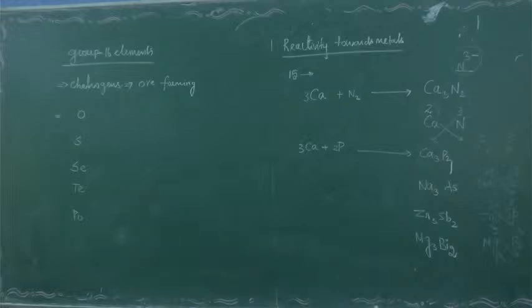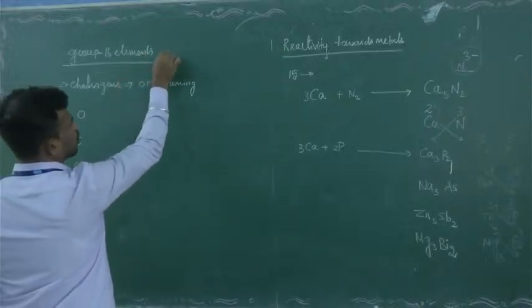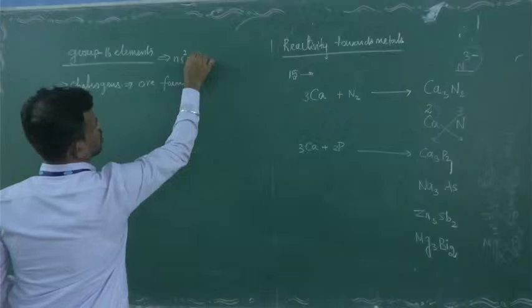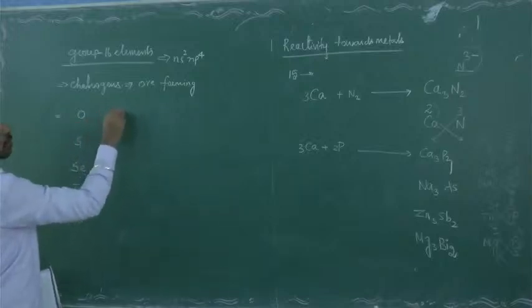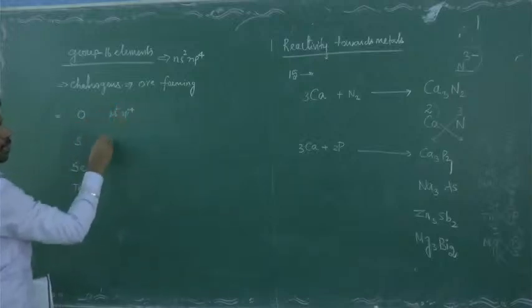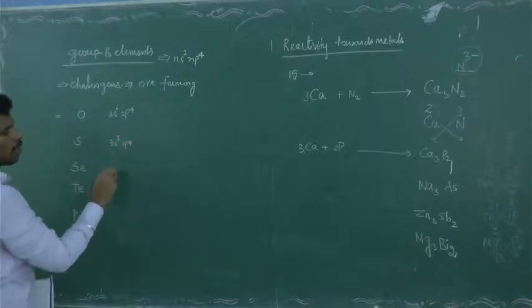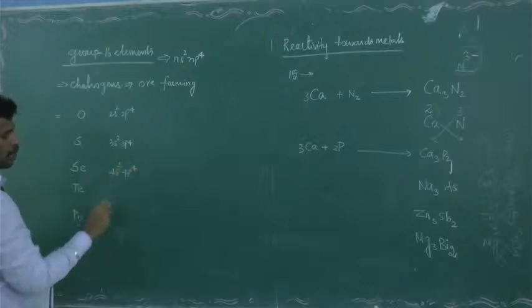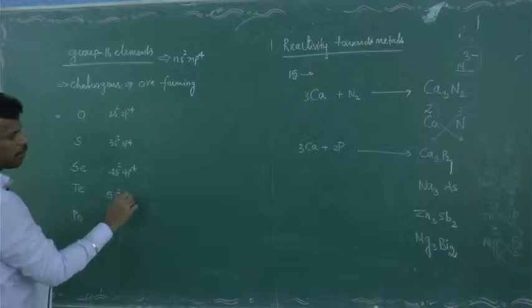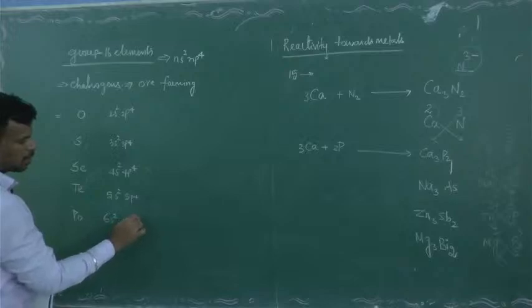Is it clear? So the general electronic configuration of group 16 is ns2 np4. You will have 2s2 2p4, this is going to be 3s2 3p4, this is going to be 4s2 4p4, just remember. This is going to be 5s2 5p4, and this is going to be 6s2 6p4.